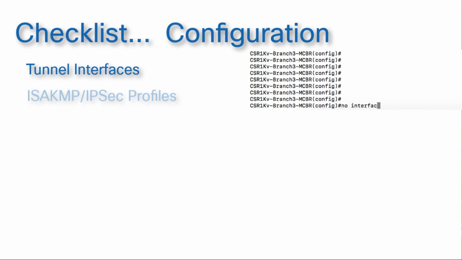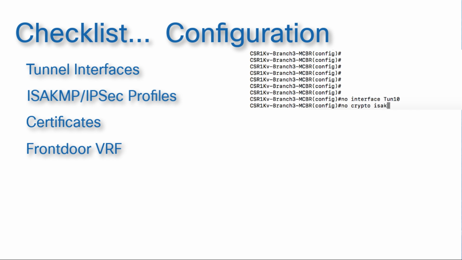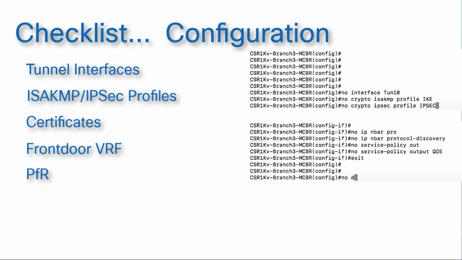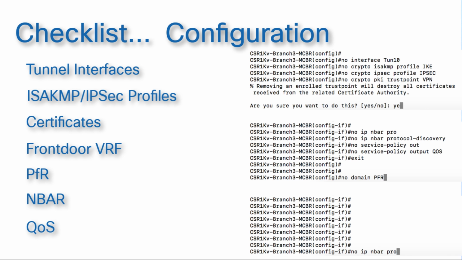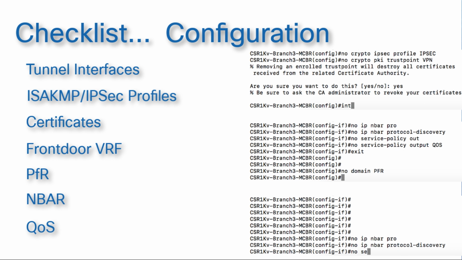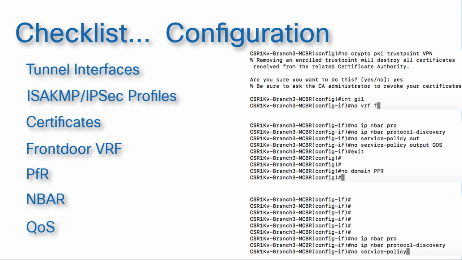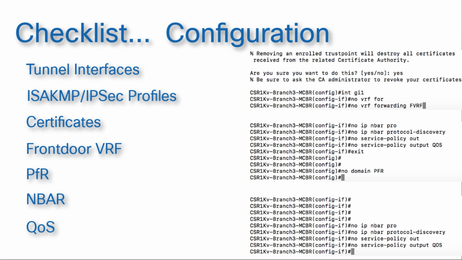First, make sure you remove any existing VPN configuration from the branch BR. This includes tunnel interfaces, ISAKMP and IPsec policy, certificates, and any front door VRFs you might have configured. You'll also want to make sure to remove any existing PFR configuration. Review your existing INBAR and QoS policy as well. While it's not required to remove these elements from the router, we recommend that you do so to allow the IWAN app to provision them for you according to the CVD.